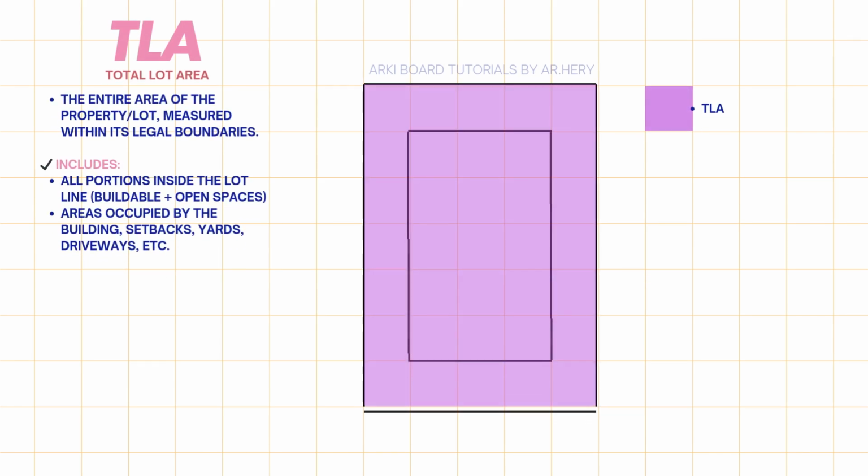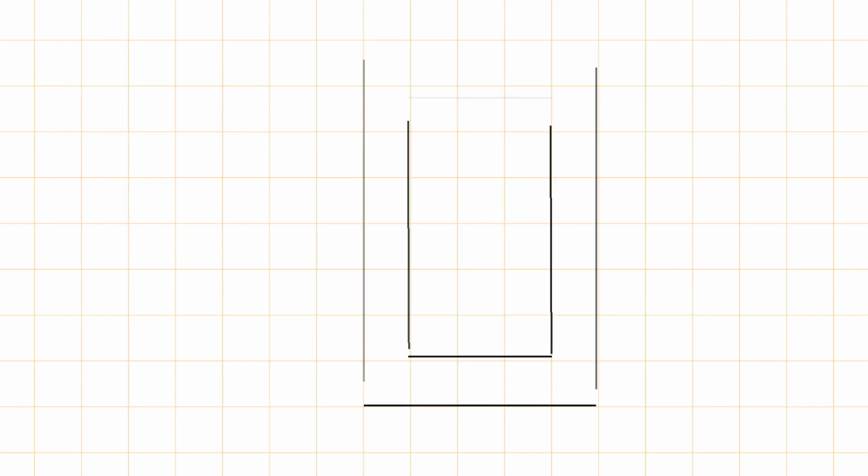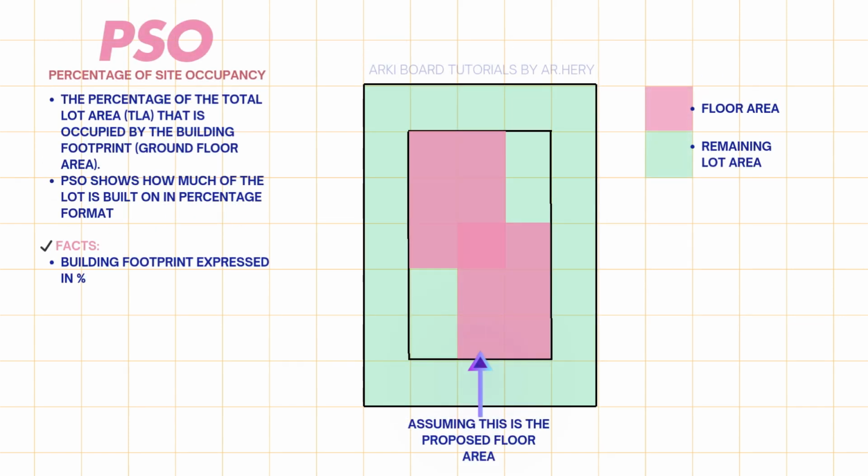Total lot area or TLA refers to the entire area of a property within its legal boundaries. It represents the full size of the lot. Next is percentage of site occupancy or PSO. This indicates the allowable percentage of the lot that may be occupied by the building footprint at ground level. From PSO, we derive the allowable maximum building footprint or AMBF, which is the maximum ground floor area that can be constructed on the lot.